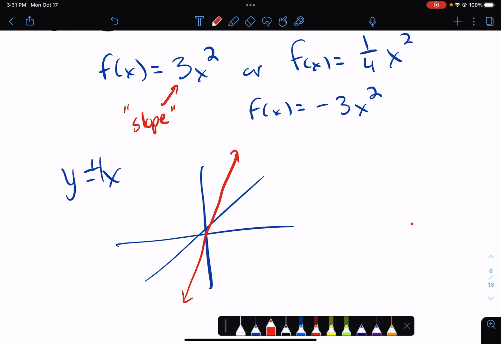So if I look at this negative 3 right here, that's, again, kind of like having a negative slope, right? If I have a negative slope, my function, instead of going up and to the right, goes down as I go to the right. And it's going to do the same thing to my parabola. Instead of my U going up, that negative value is going to make my U shape go down. It's going to flip it upside down, all right?